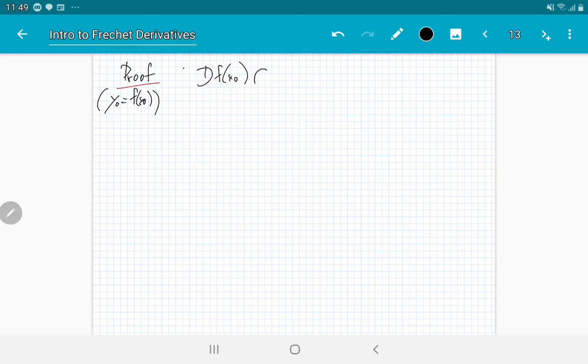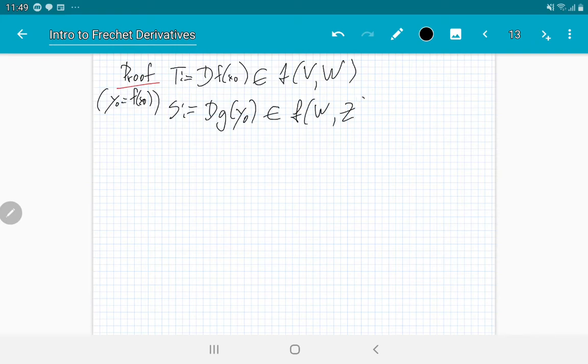Right, so just to start. I have this derivative, it's a linear operator. So I'm going to call it T, just to make the notation lighter. A linear operator from V to W. I have S, which is the Fréchet derivative of g at y naught, from W to Z. I'm just going with the definitions. What is S times T? Well, that's a linear operator from V to Z that takes an element v of V and maps it to S applied to T of v.